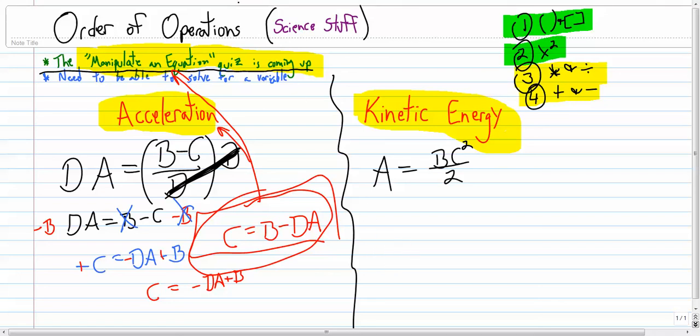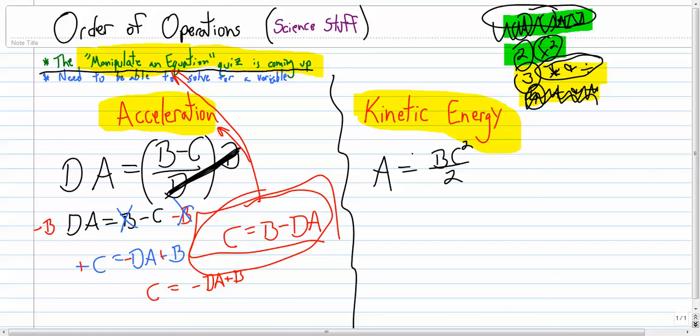So let's do it. The first thing I'm noticing here is that I have no parentheses or brackets, so I don't have to worry about this. I do have a squared, but that's what I'm trying to get by itself, so that's what I'm going to have to worry about last. I've also got some multiplication and division going on, and I don't see any addition or subtraction here.